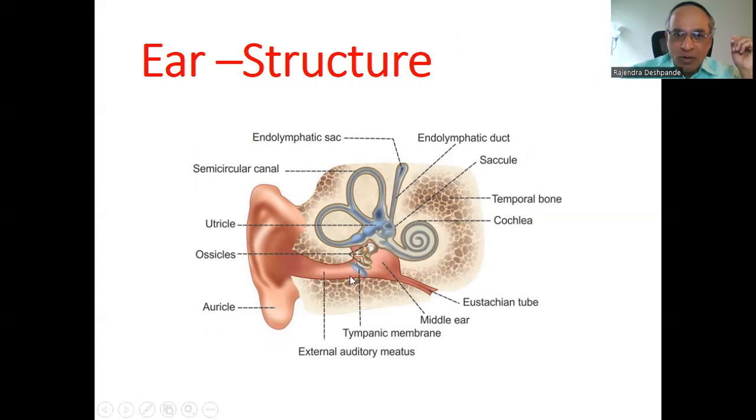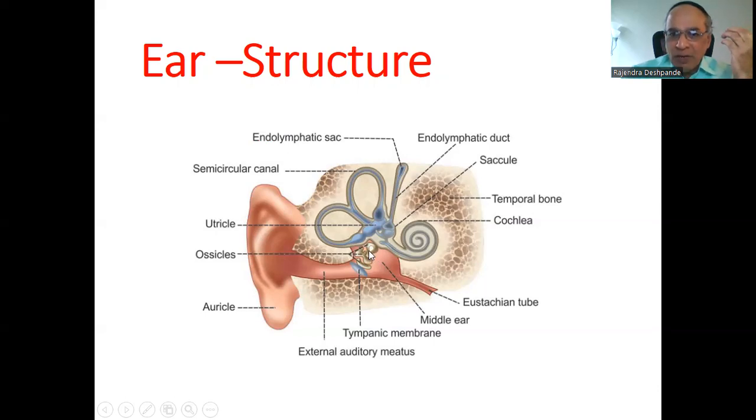Some important things I would like you to note: this is the auricle. This is the tympanic membrane, the most important part that divides the external ear and the middle ear. We are going to discuss the functions of the tympanic membrane as well, because it is part of the middle ear. In the middle ear, the most important structures are the smallest bones in our body, called the ossicles. We are going to discuss these ossicles in detail also.